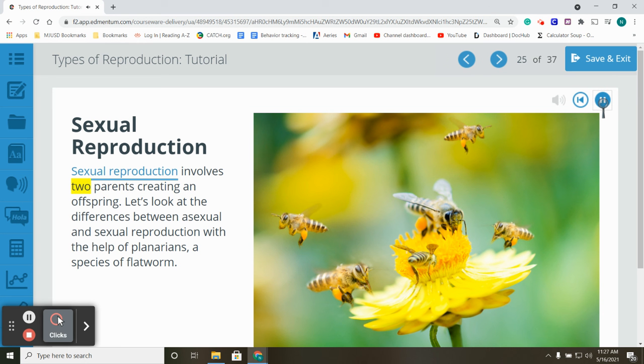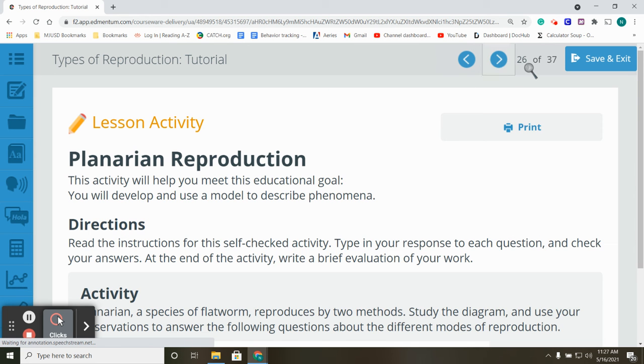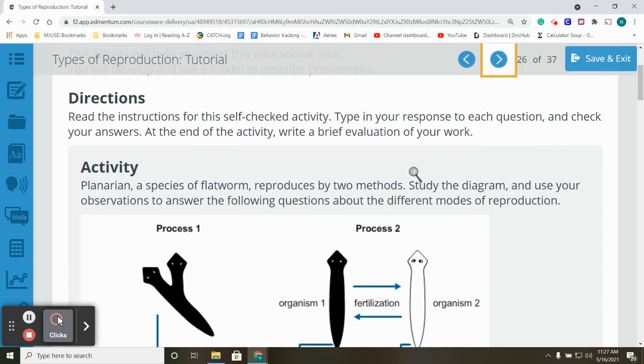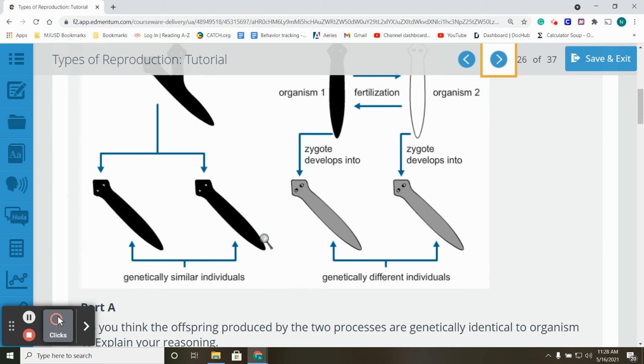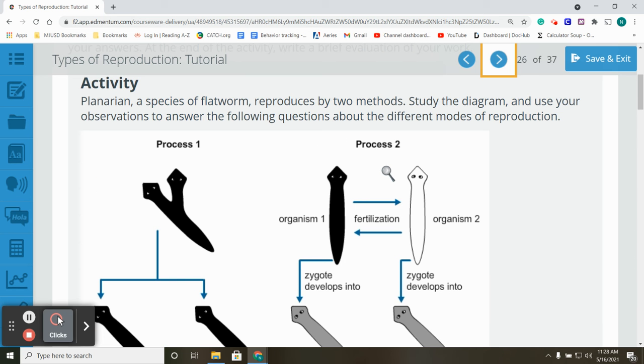Sexual reproduction. Sexual reproduction involves two parents creating an offspring. Let's look at the differences between asexual and sexual reproduction with the help of planarians, a species of flatworm. So process 1, planaria, it divides into two genetically similar individuals, versus process 2, because it has two different methods.